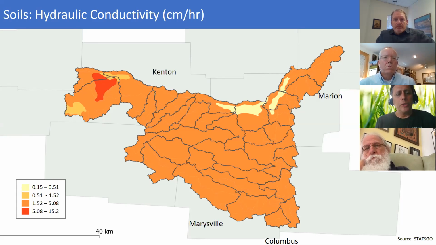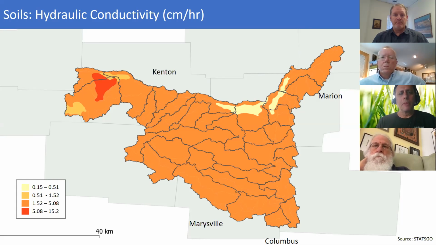And in fact, there are some regions there in yellow which are showing very low hydraulic conductivity. And those regions, not surprisingly, are areas that tend to pond, so water accumulates in them. And if we went back to the land use map, we would see that those are regions where we have wetlands because of their low hydraulic conductivity, low infiltration rates.